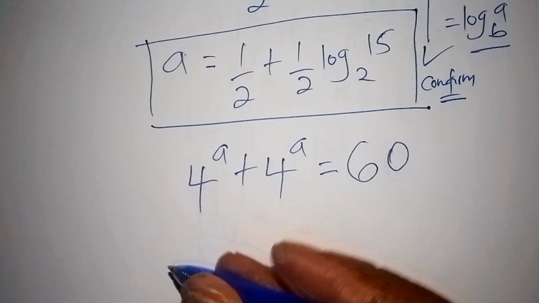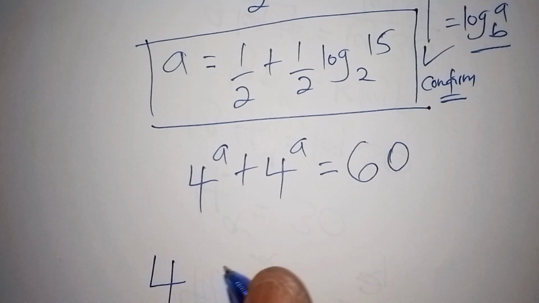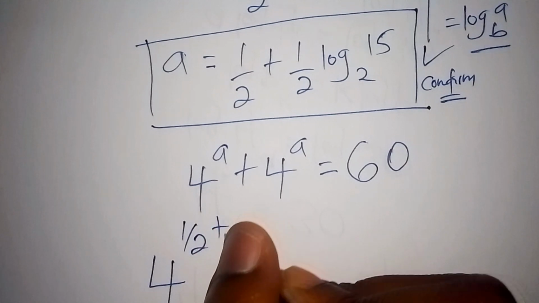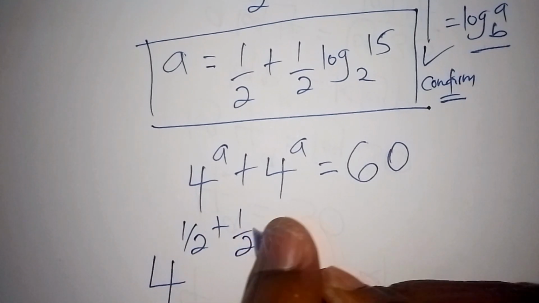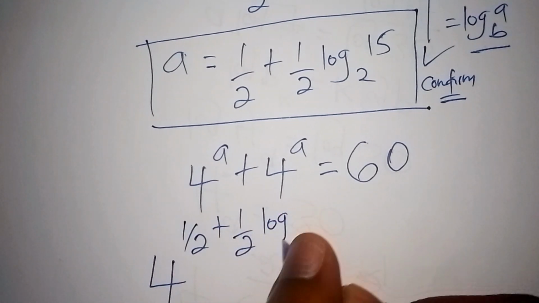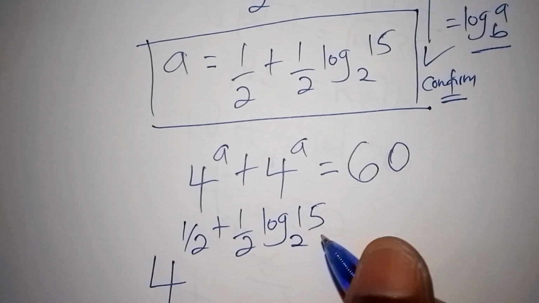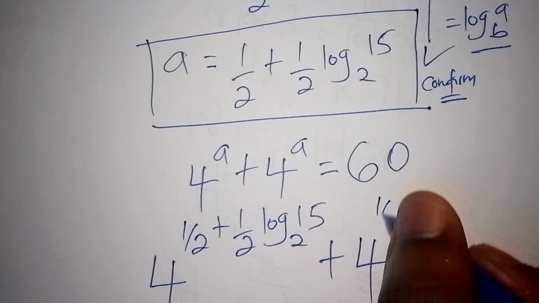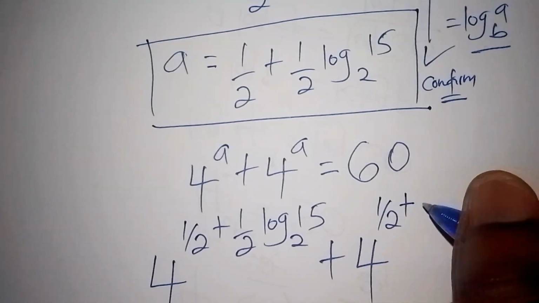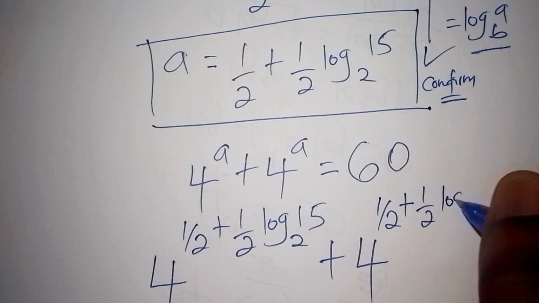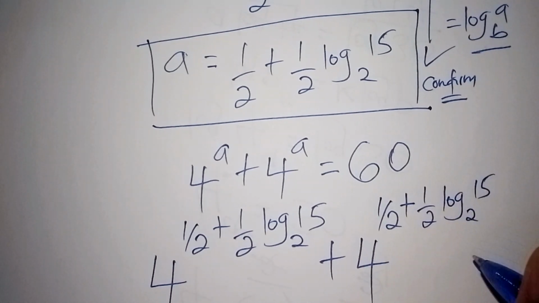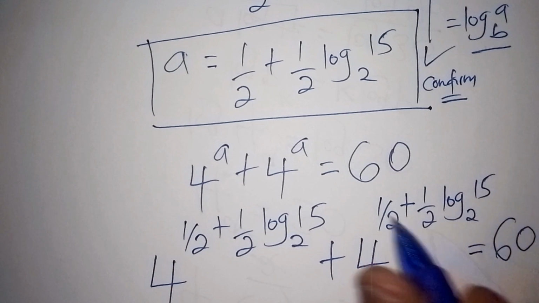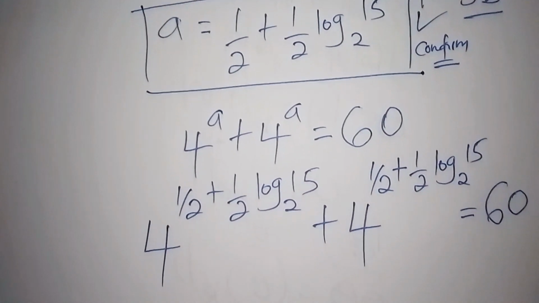So now we shall have 4 to the power of a half plus a half the log of 15 to the base of 2, then plus again 4 to the power of a half plus a half the log of 15 to the base of 2, and all of this is supposed to be equals to 60.